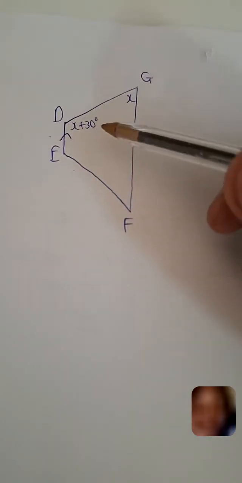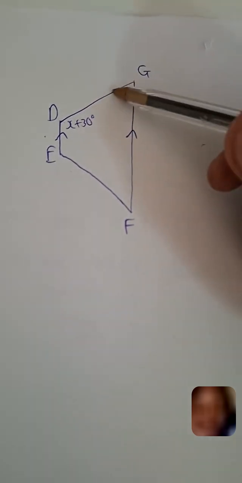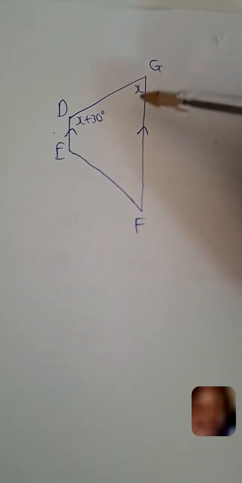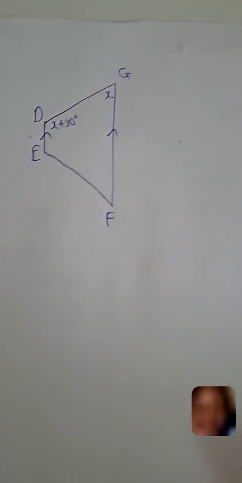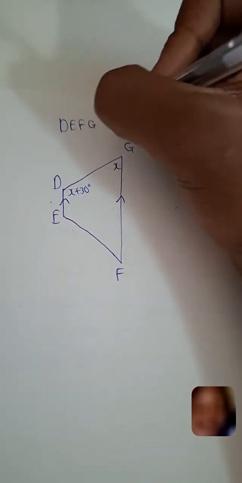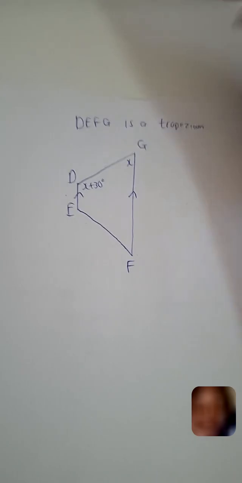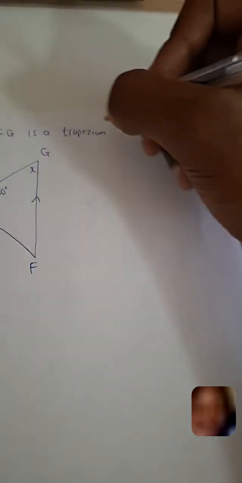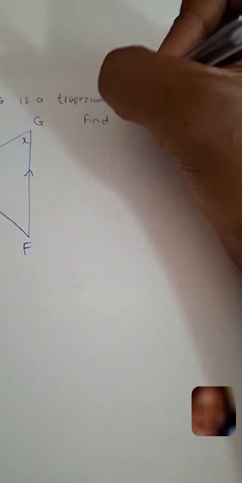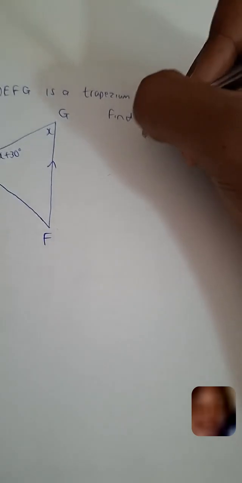DEFG. This is x plus 30 degrees. This is x. Okay. Euclidean geometry for grade 9. DEFG is a trapezium. So in the same way, they want you to find the value of x, giving reasons.